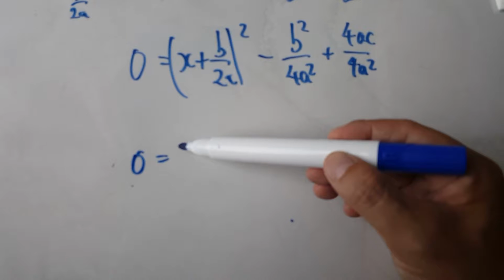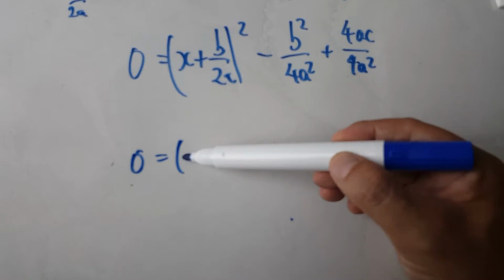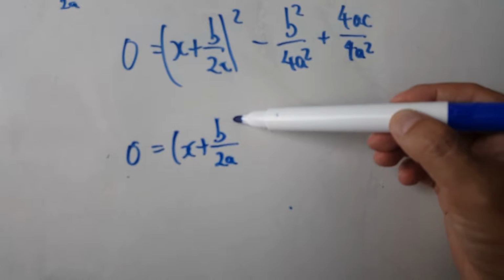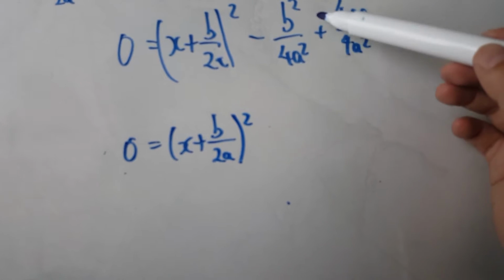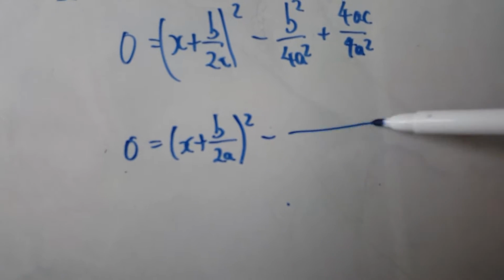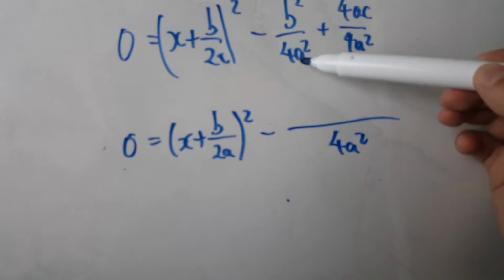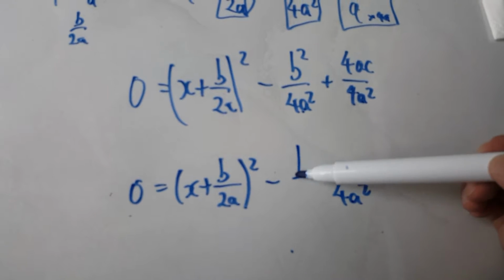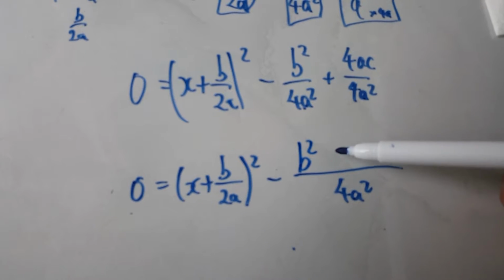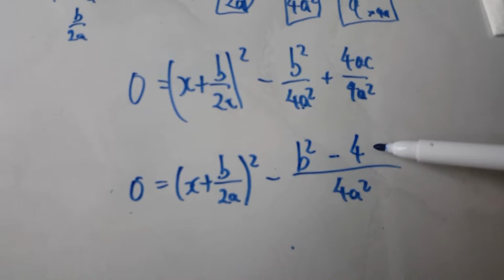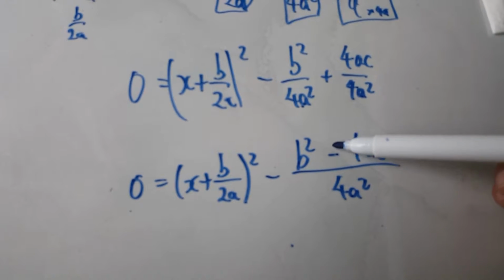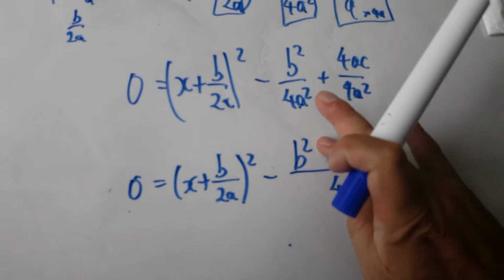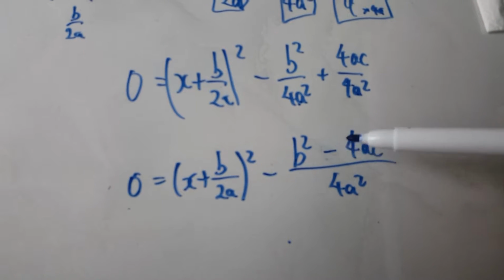So it would be 0 equals x plus b over 2a squared. Merging these two together, the two denominators are the same, so we can merge them. And then it would be b squared and then minus 4ac. Now you guys always get this wrong. You always put a plus here, but it's not. It's actually a minus, and the reason for that is because of this.